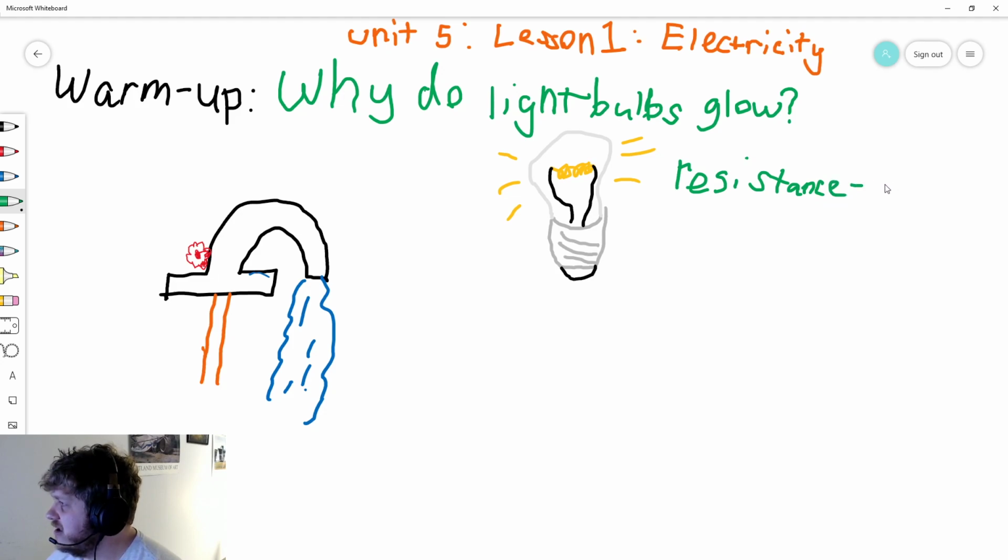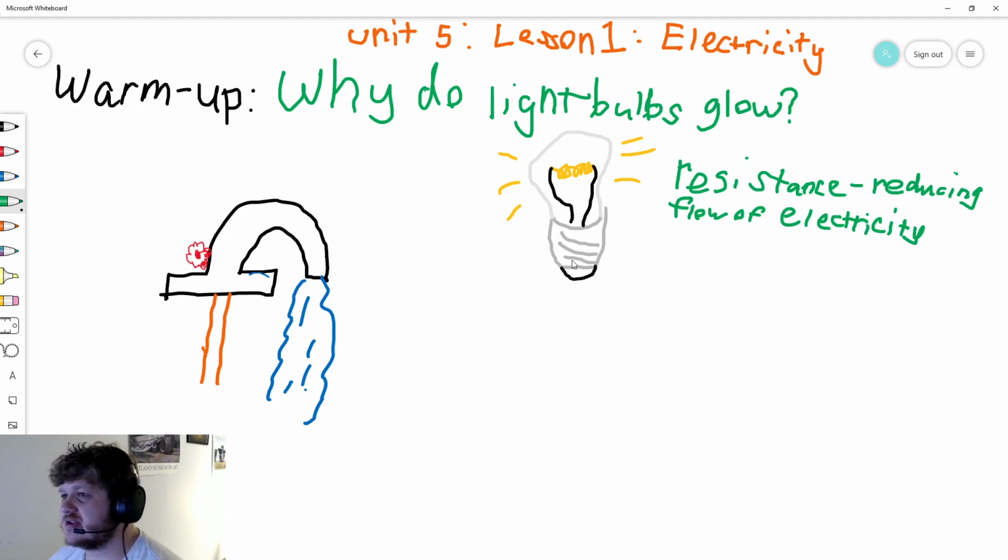is basically reducing flow of electricity. And one of the big things here is there are three components to what is called a circuit and how electricity moves throughout a system.